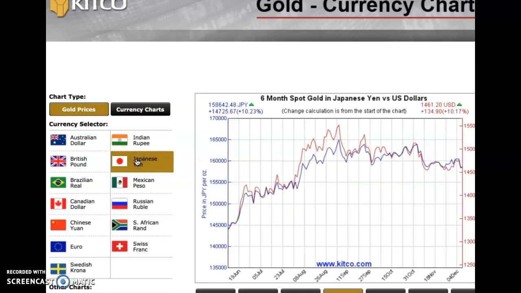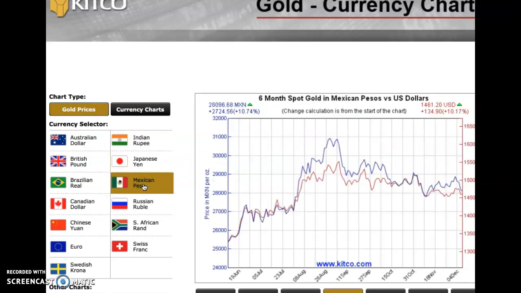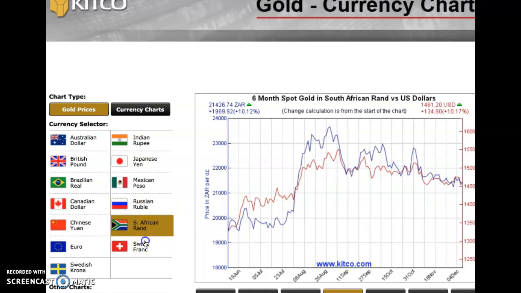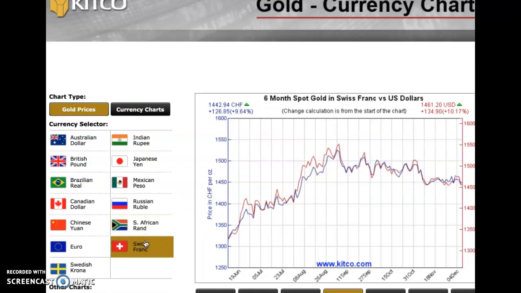In the yen, not much divergence, don't buy. In the peso, no, don't buy. In Russia, blue line below the red line, we have a little divergence there. Might be time to start looking at that purchase. South Africa, no divergence. And Swiss franc, no divergence.